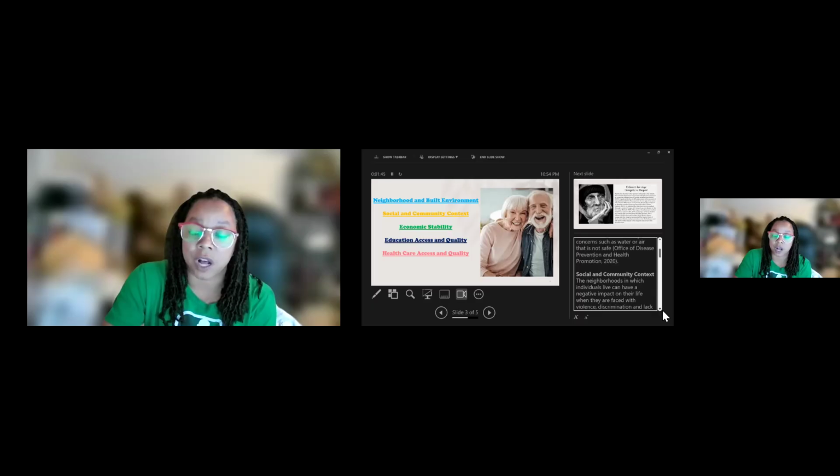Social and community context of the social determinants of health includes the neighborhoods in which they live, as they can have a negative impact on their life when they are faced with violence, discrimination, and the lack of basic resources.